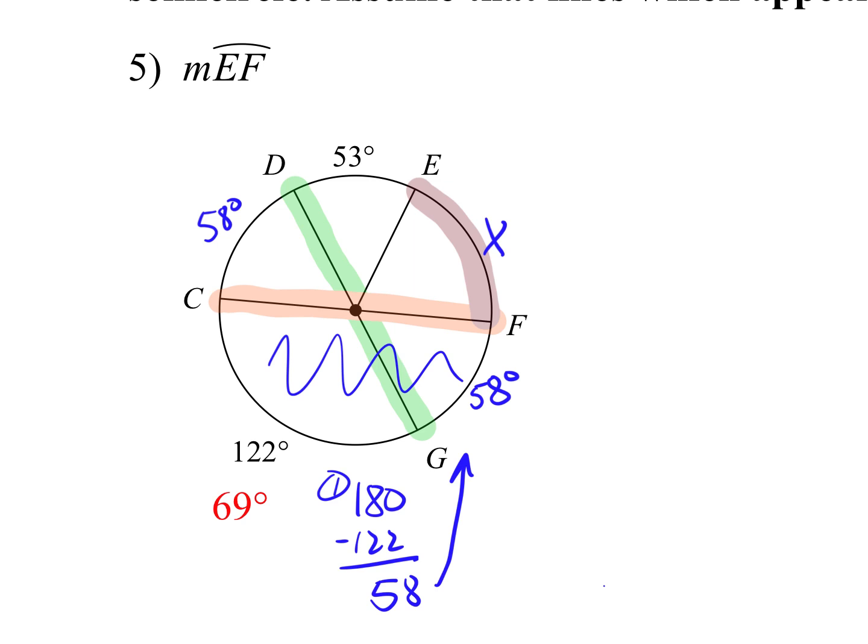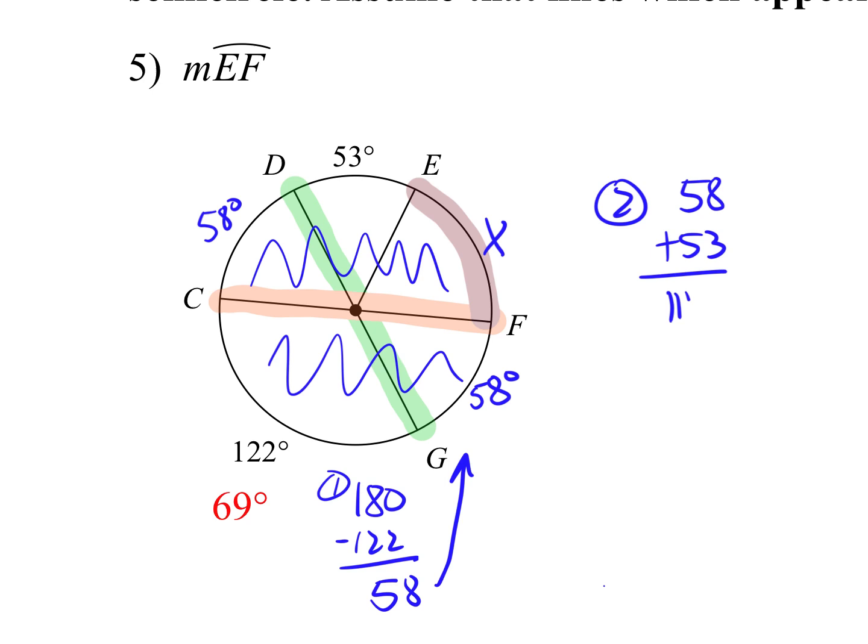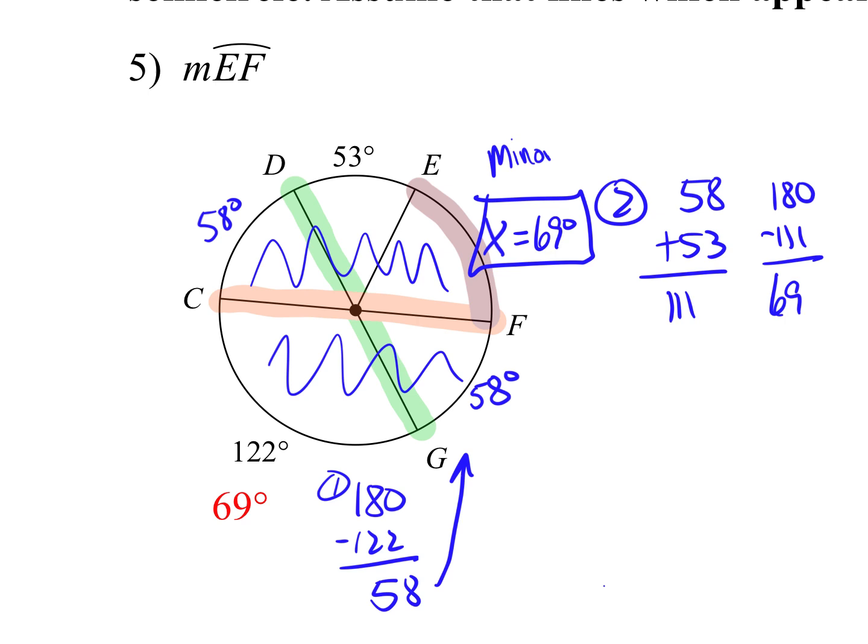Okay, so now, how am I going to find X? They say that this is 58, this is 53, and we said all of this up here is 180. Those three add together to equal 180. So for my second step, I take 58 plus 53, which gives me 111, and then subtract that from 180. What's that going to be, 69? So EF is 69 degrees, and this is a minor arc, less than 180.